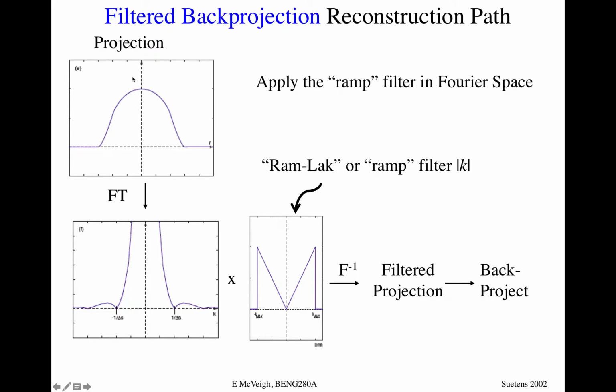So what that looks like, this is a review again. We have g(l, θ), which is the measurements of our object, the intensities. We take the Fourier transform in 1D of that, and we get some function. Multiply that by this ramp filter, take the inverse Fourier transform of that product and back project that, and that gives us our image. And that's one pathway, and that's filtered back projection.